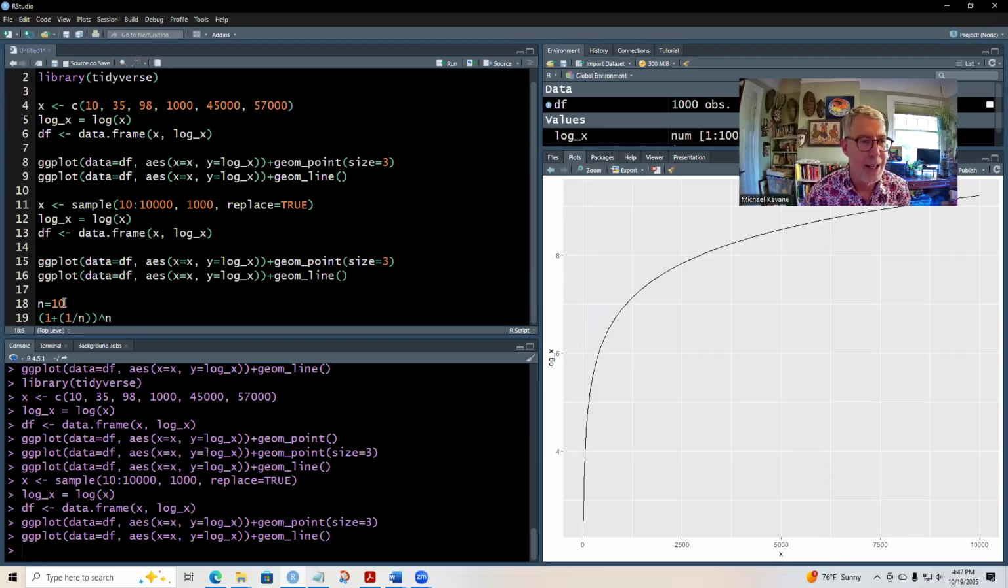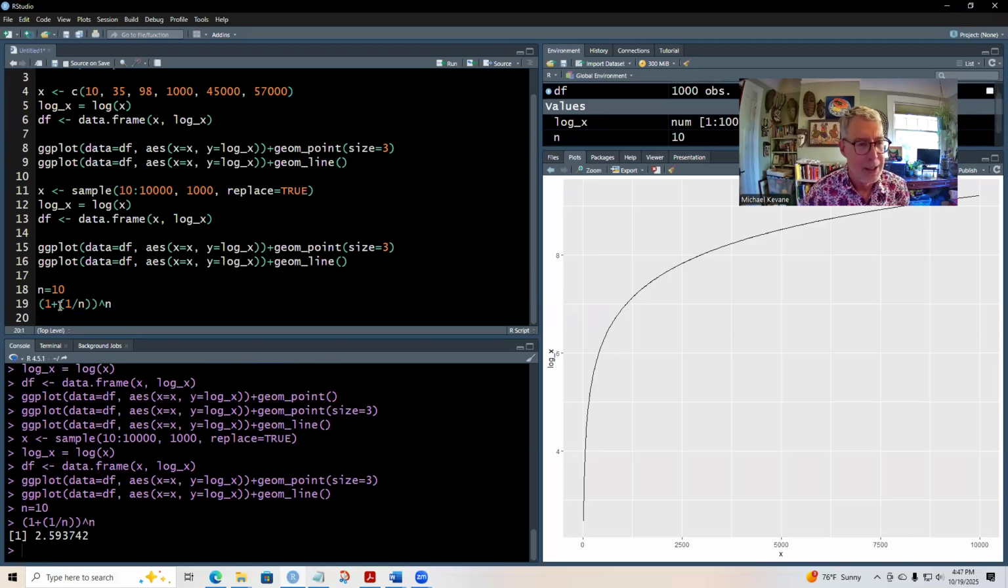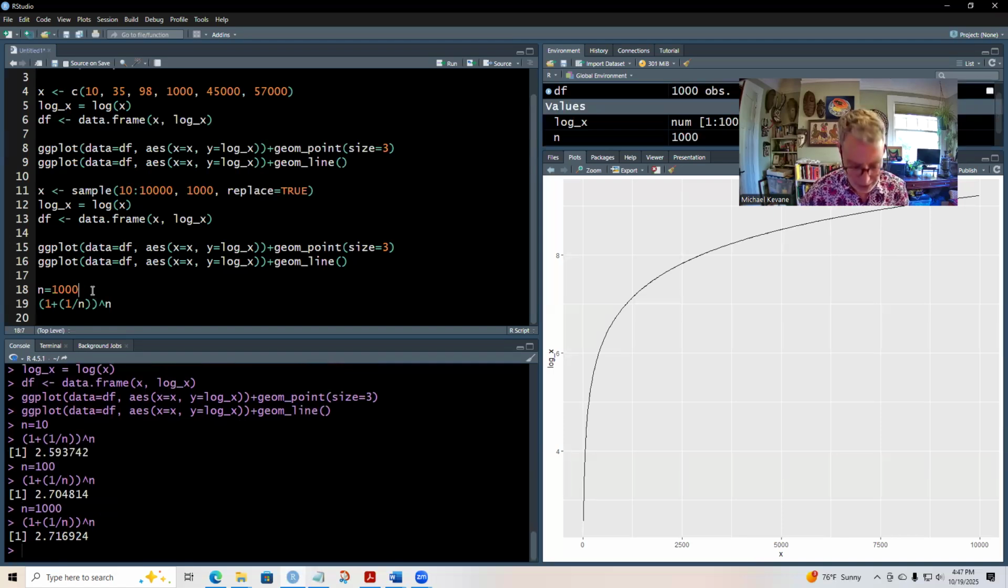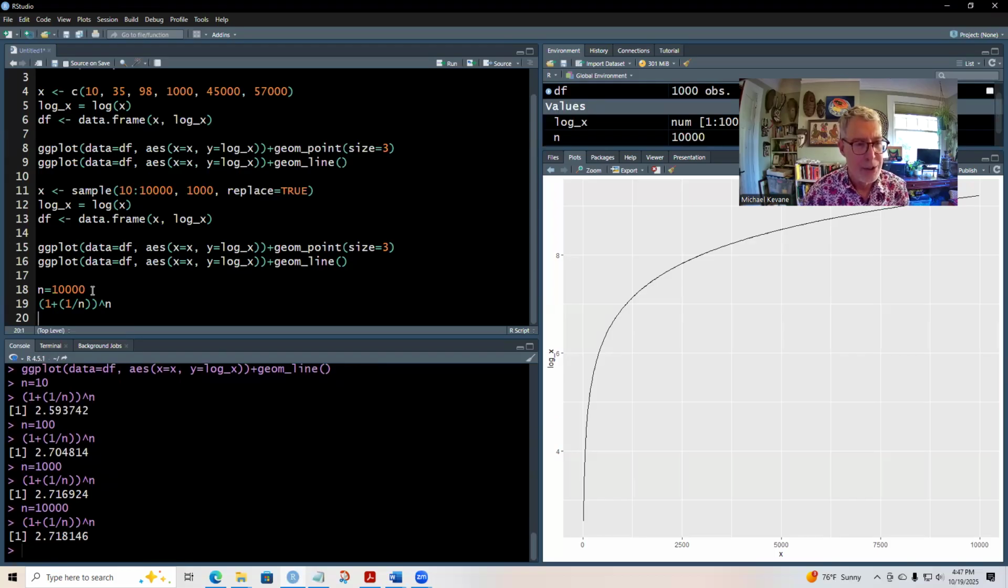So if n is equal to 10, what's this number? It's 2.59. If n is equal to 100, what's the number? 2.70. If it's 1,000, what's the number? 2.71. If it's 10,000, 2.718, right? We're getting close, and we're going to just keep getting closer and closer to the natural number e, 2.718. Now we're right to the sixth digit. We're there. So as n gets larger and larger, this expression approaches 2.718.